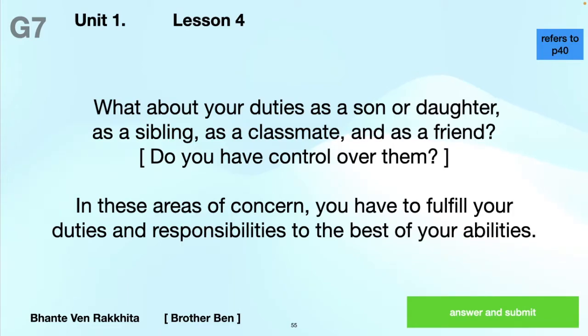Then what about your duties as a son or daughter, as a sibling, as a classmate, and as a friend? So the question there is, do you have control over them? Your duties as a son and daughter, your duties as a sibling, your duties as a classmate, and your duties as a friend. Do you have control over them? In these areas of concern, you have to fulfill your duties and responsibilities to the best of your abilities. So please answer and submit that.